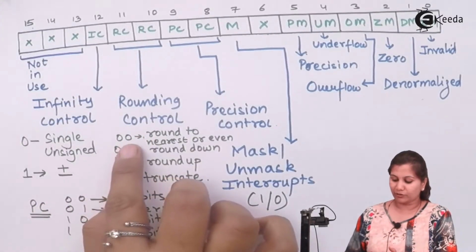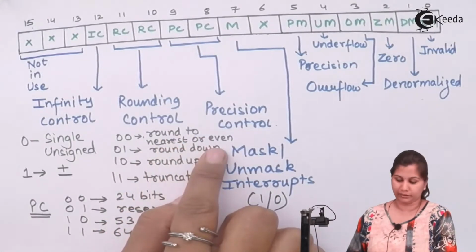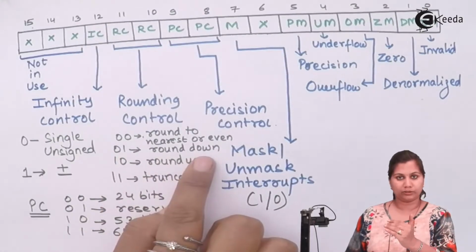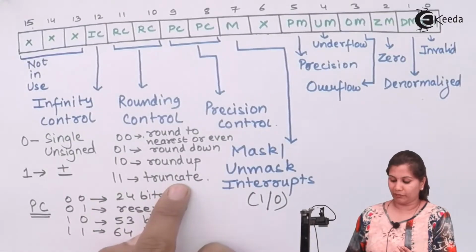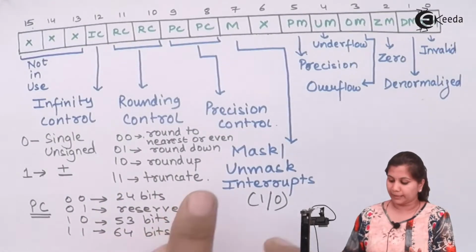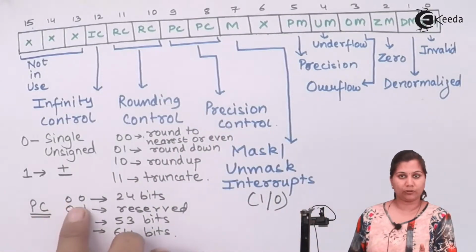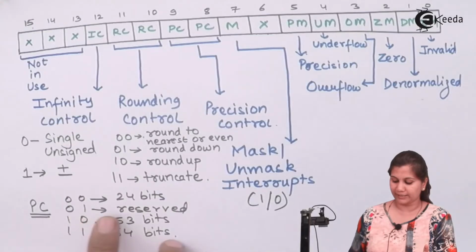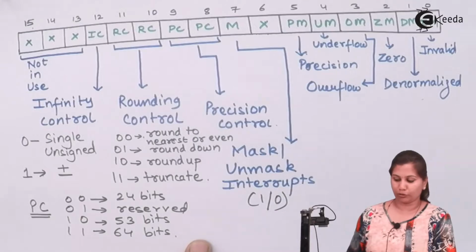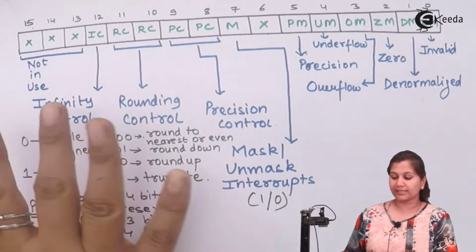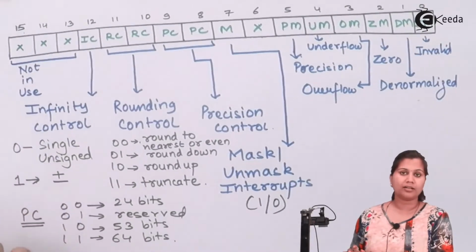If it is 0, it means round the number to the nearest number or the even number. Then 1 means round down, round up, and then 1 means truncate. Then for precision control, if it is 00 it means 24 bits, 01 is reserved, 10 is 53 bits, and 11 is for 64 bits. So these are the 16 bits of the control register, how they are defined and their functions.